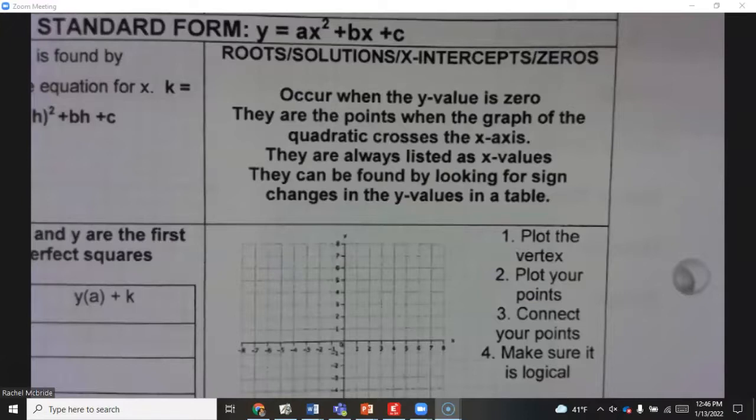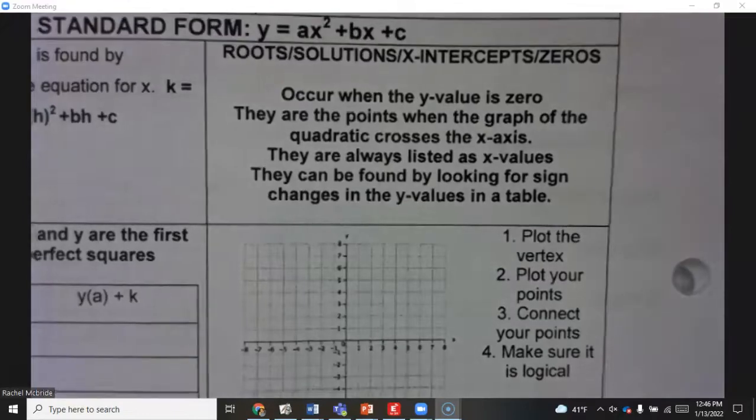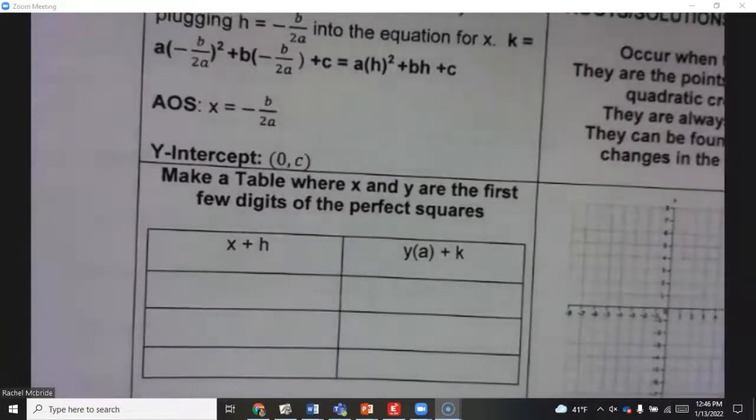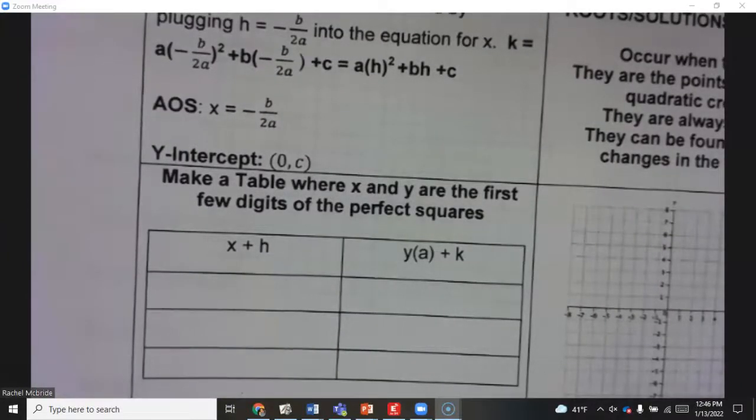When we are graphing, you need to have 5 points on your graph, and you can use the table concept of x plus h, y times a plus k to find 3 of those points, and then use symmetry to graph the other 2.